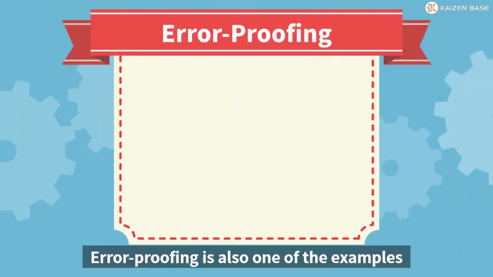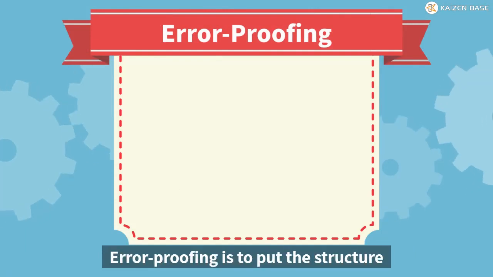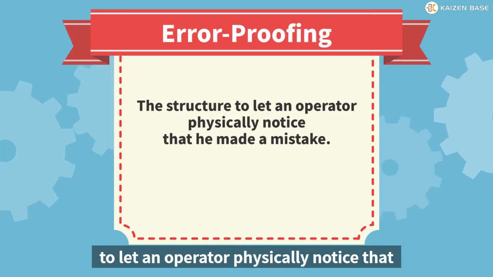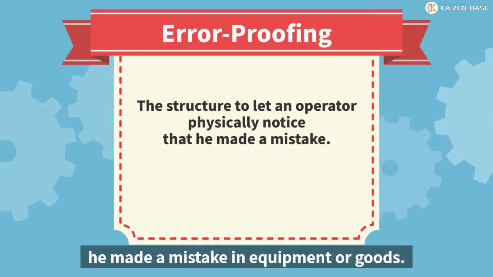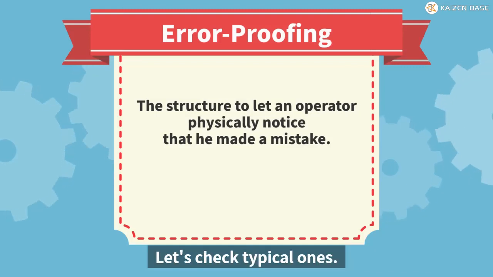Error proofing is also one of the examples in the automation with human touch. Error proofing is to put the structure to let an operator physically notice that he made a mistake in equipment or goods. There are many kinds of error proofing devices. Let's check typical ones.